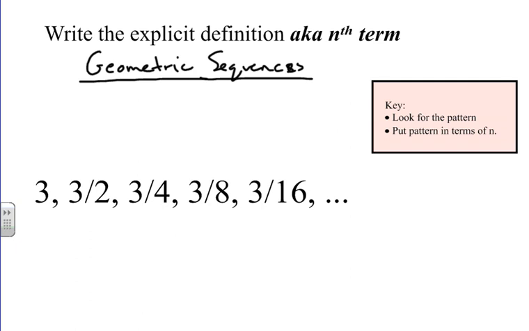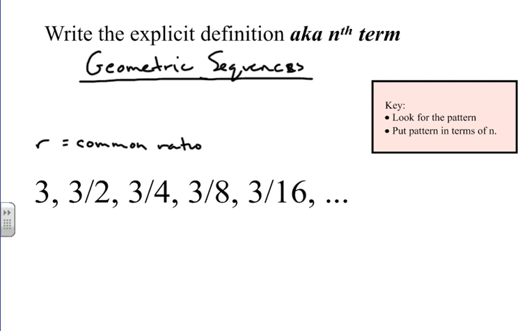Now, when you talk about geometric sequences, they have what is referred to as a common ratio. A common ratio is found a lot in geometry, and this is usually referred to as R. When you have this common ratio, what's happening is that you're multiplying a number repeatedly.